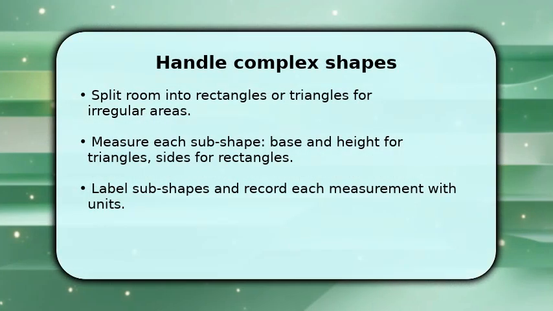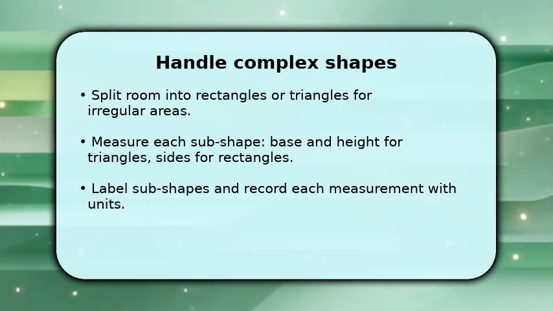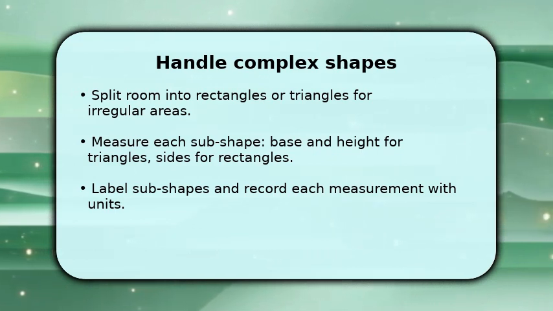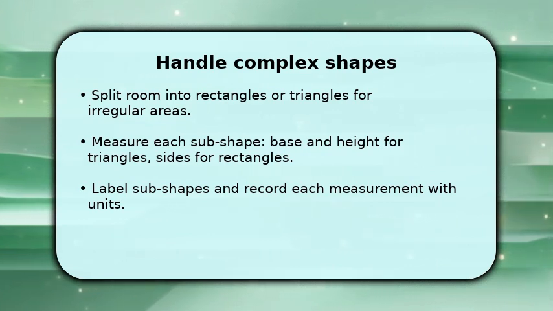Now break irregular rooms into simple parts: rectangles, squares, and triangles. Measure each subshape's necessary sides, length and width for rectangles, base and height for triangles, and label them A, B, C. Calculate each subarea using formulas.